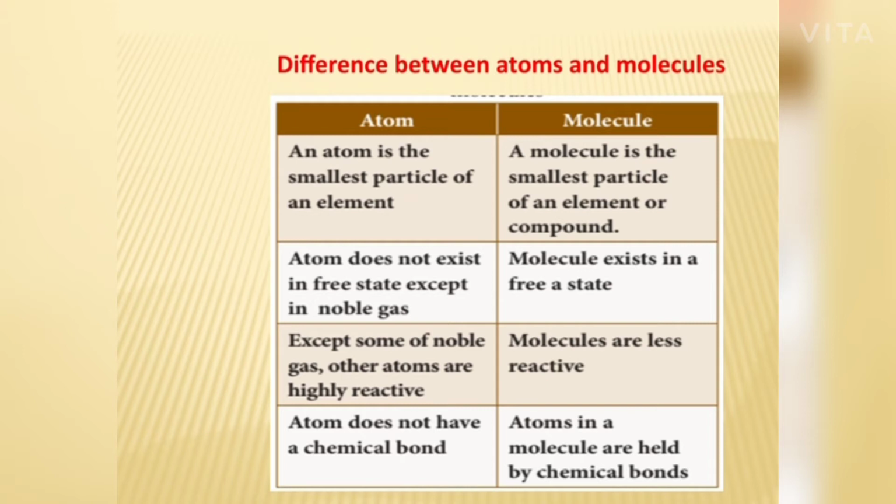Yes, noble gases are already in a stable electronic configuration. So they are stable in nature, and there is no need for them to be involved in any chemical reaction. So chemically, noble gases are inert. That is why they are called inert gases. But molecules are less reactive.